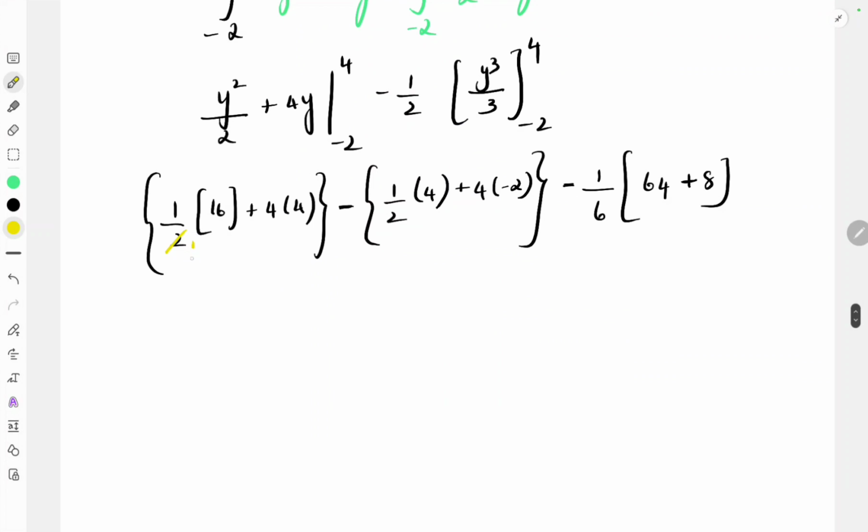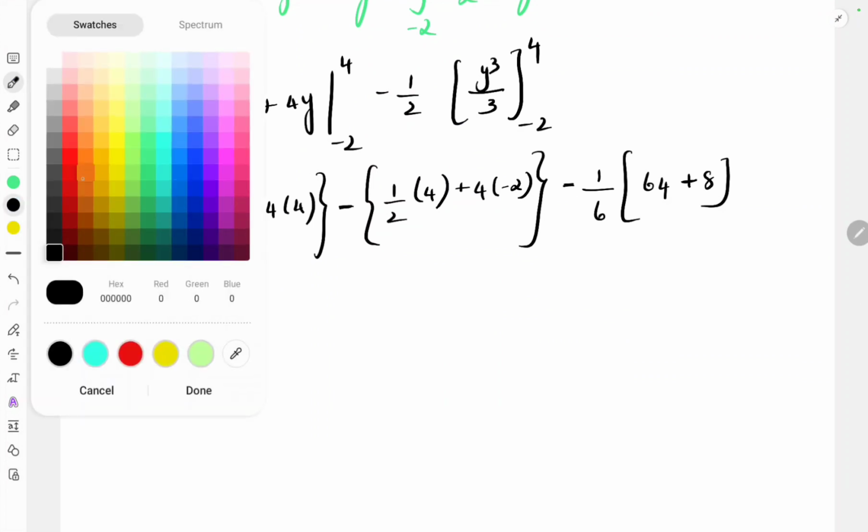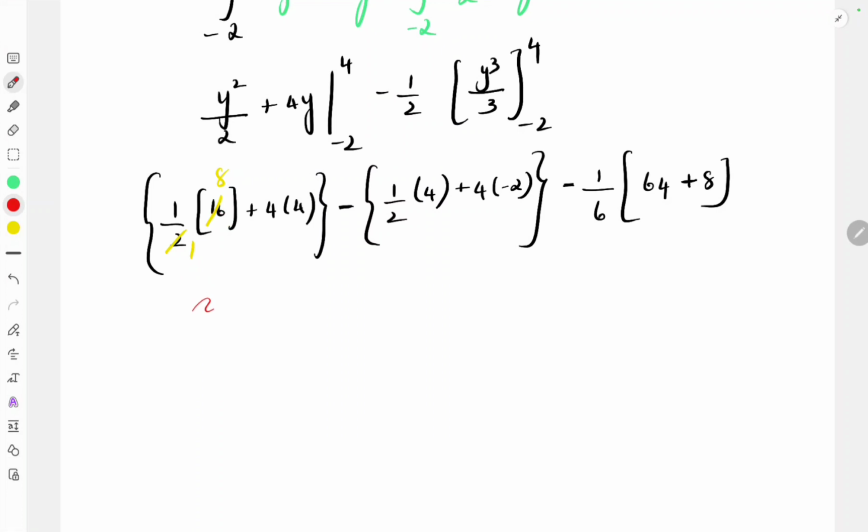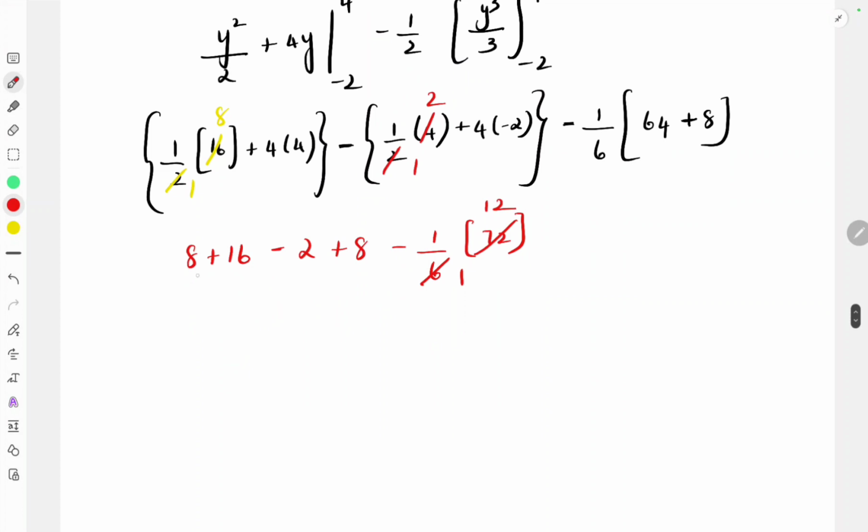So now I can just calculate this, 2 1s are 2, 8s are 16. So now 1 into 8, 8 plus 16, 2 1s are 2, 2 2s are 4, so -2, 4 into -2 -8, so it will be plus 8. So -1 by 6 into 64 plus 8, so 64 plus 8 is 72, 6 12s are 72. So from here we have to calculate, so 8 plus 8 16, 16 plus 16 32, so 32 minus 14, it will be 18 square units.